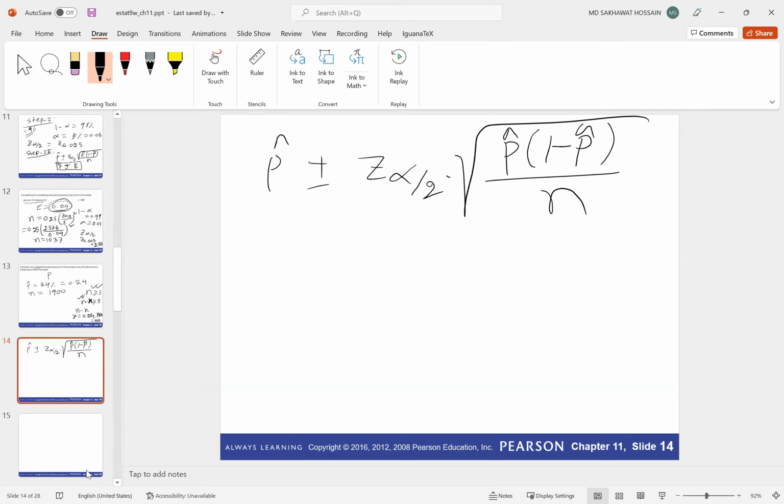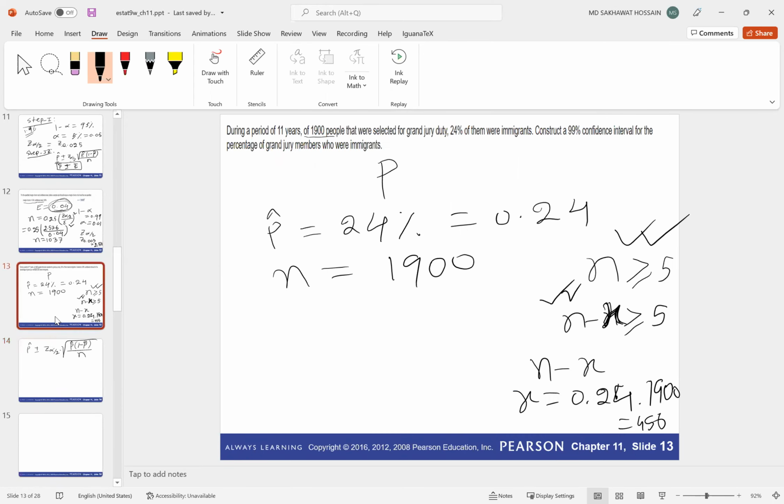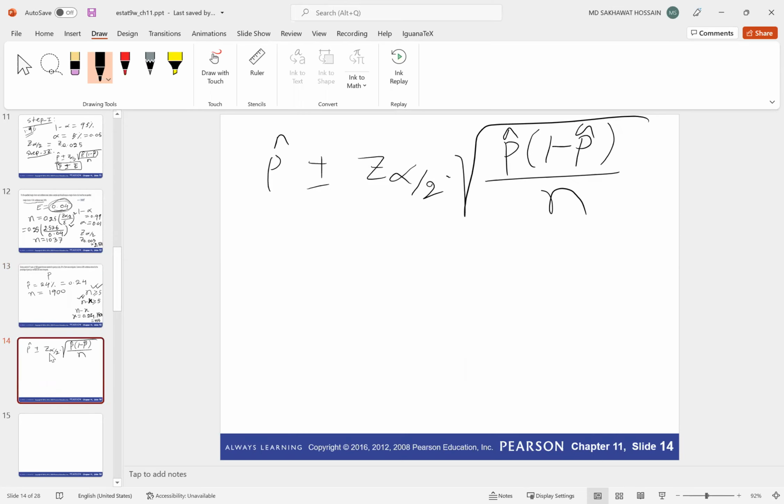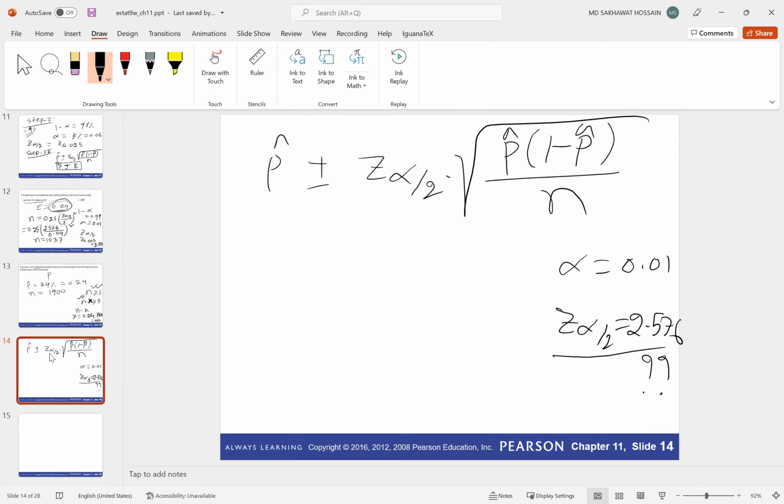Okay, so we know that p hat is 0.24 and what is the z alpha over 2? This is a 99% confidence interval. So alpha is 0.01. So z alpha over 2 will be then 2.576, I guess, but you need to please check this one. So use the z table and check whether it is 2.576 or not.